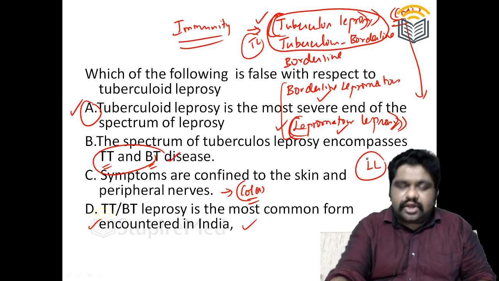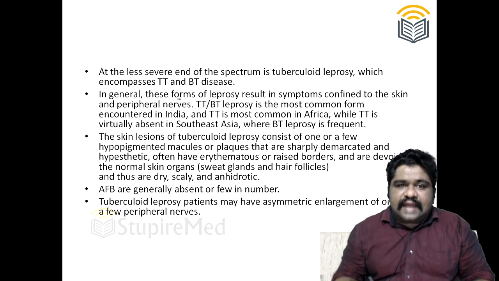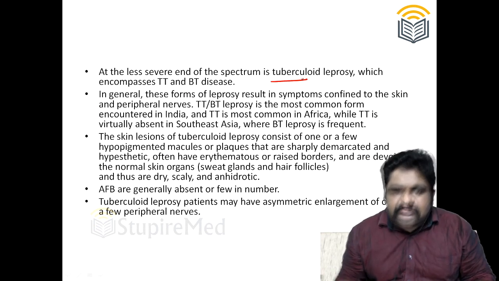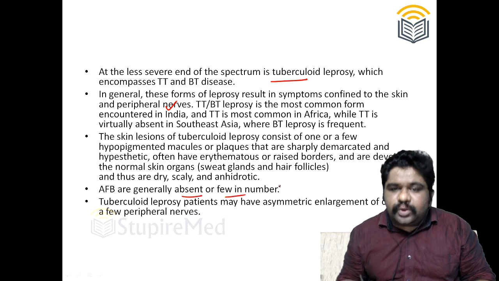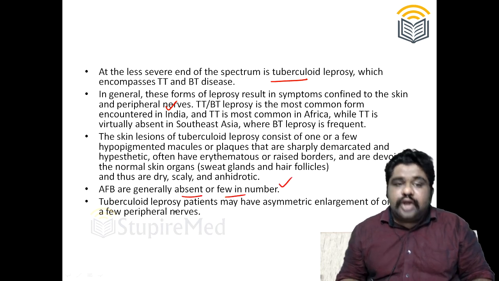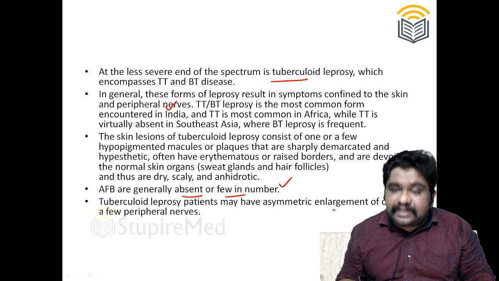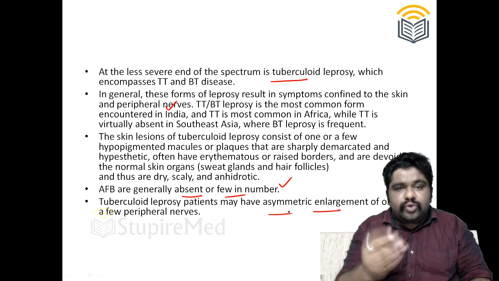And according to Harrison, option A is the false statement. At the less severe end of the spectrum is tuberculoid leprosy. In general, these forms of leprosy result in symptoms confined to skin and peripheral nerves. AFB are generally absent or fewer in number in tuberculoid leprosy. Tuberculoid leprosy patients may have asymmetric enlargement of one or a few peripheral nerves.